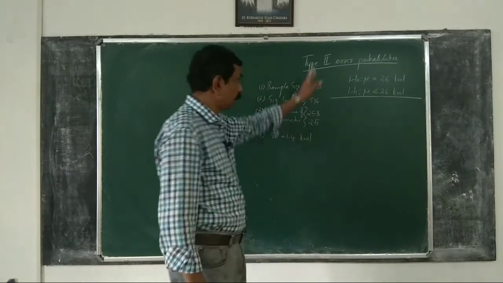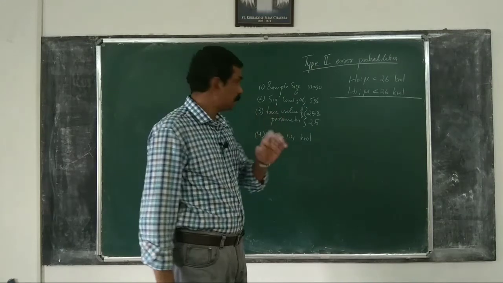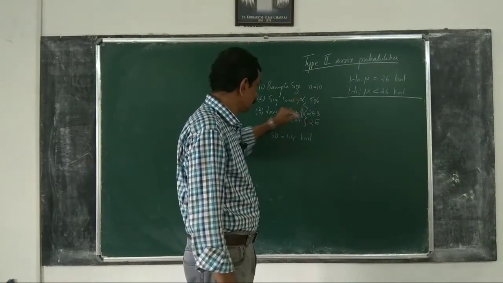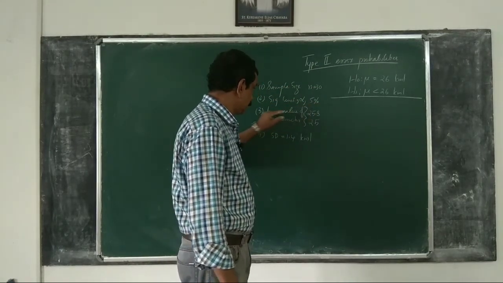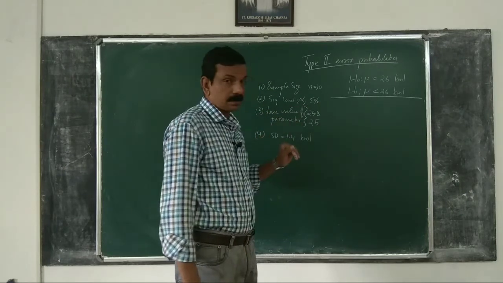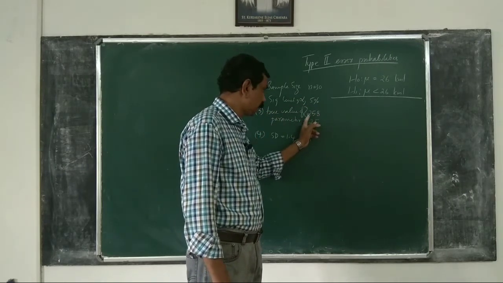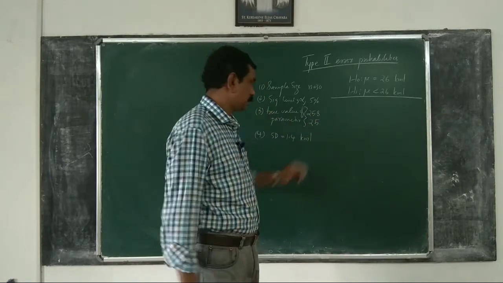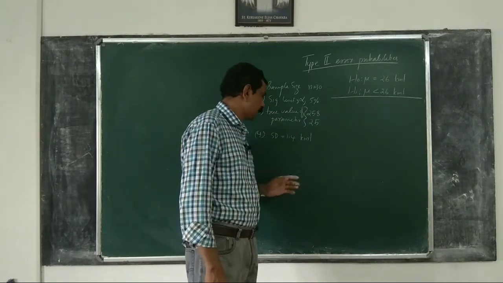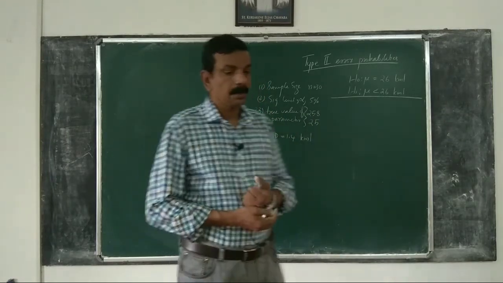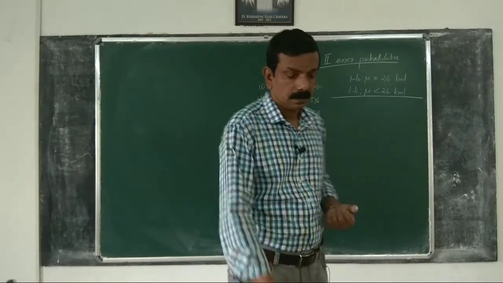Remember this: type 2 error probabilities can be calculated if and only if the sample size is given, the level of significance is given, and the true value of the parameter is known. So we assume that it is 25, other values will also be considered. The population standard deviation is assumed to be 1.4 kilometers per liter.